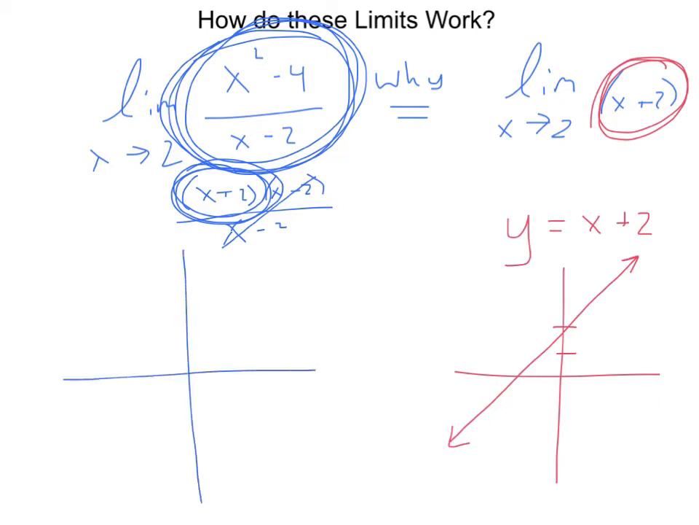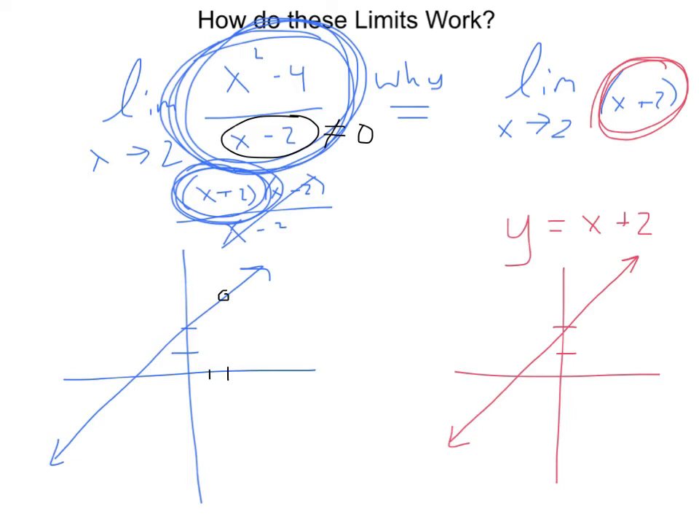This graph looks like this, with one exception. Am I allowed to plug in anything to this function? Can I plug in any number I want? And the answer is almost. I can plug in any number that does not allow this to be 0. I can plug in anything except 2. So this function that I just drew here is basically correct, with the exception that there is a hole in the graph at 2.